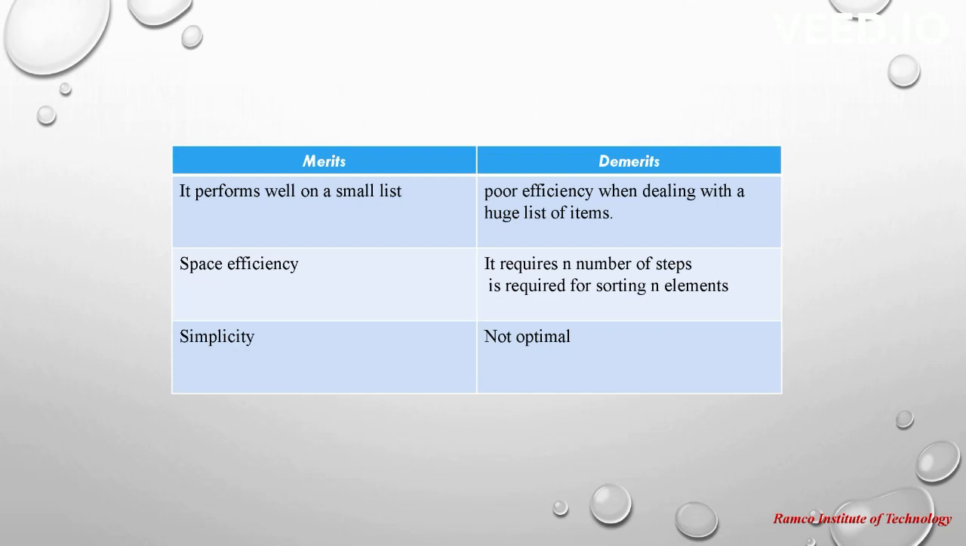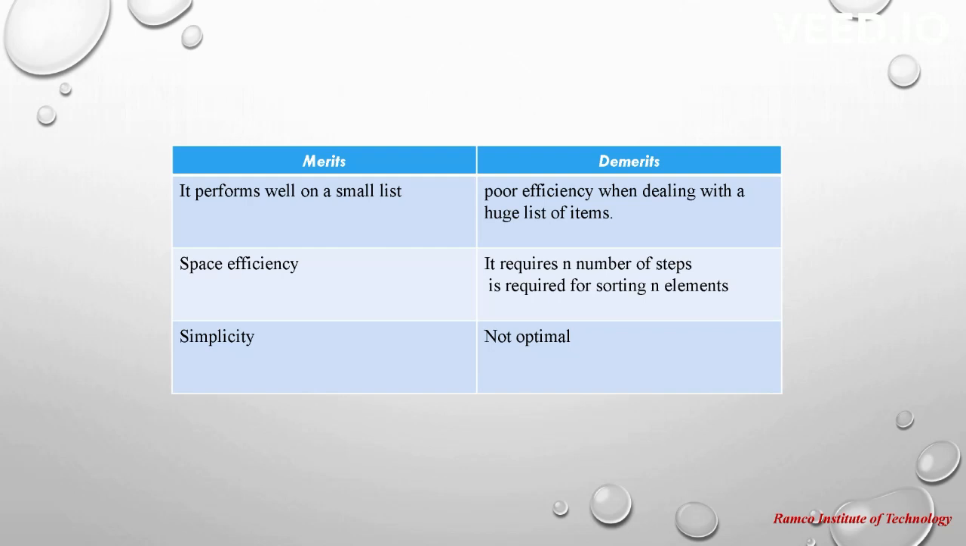Next, we will discuss the merits and demerits of the selection sort algorithm. Compared to other algorithms, the selection sort algorithm has some advantages. It performs well on a small list. Next one is space efficiency. That is, selection sort requires minimal additional space beyond the input array. It requires only additional space for storing a temporary variable. Next one is simplicity. Selection sort is easy to understand and implement, so it is a good choice for beginners.